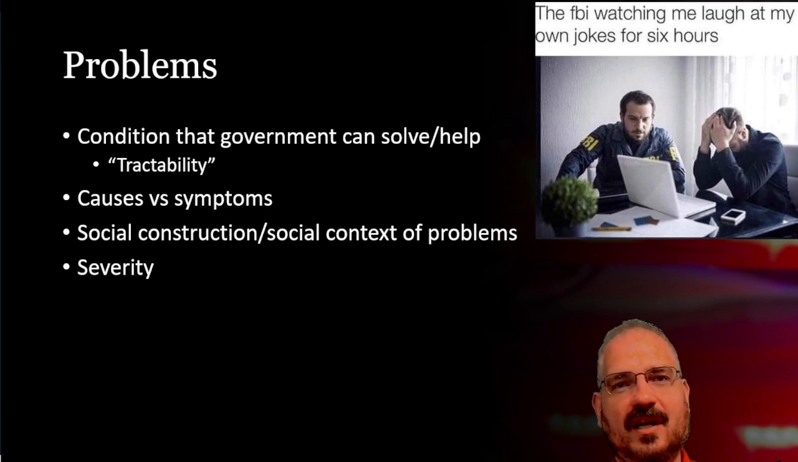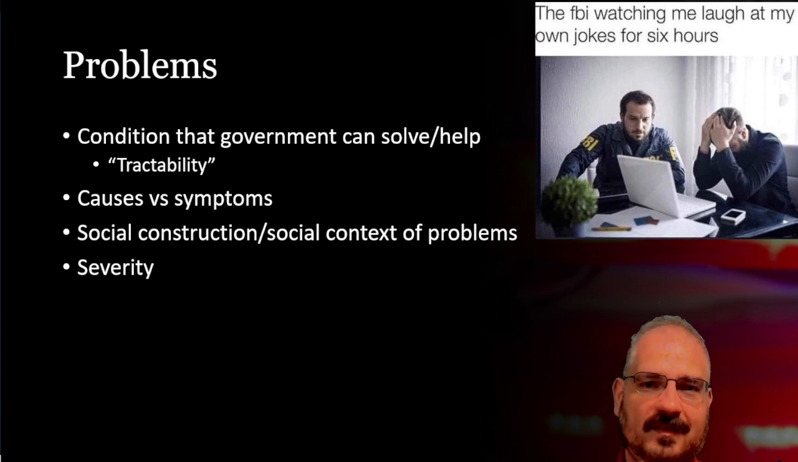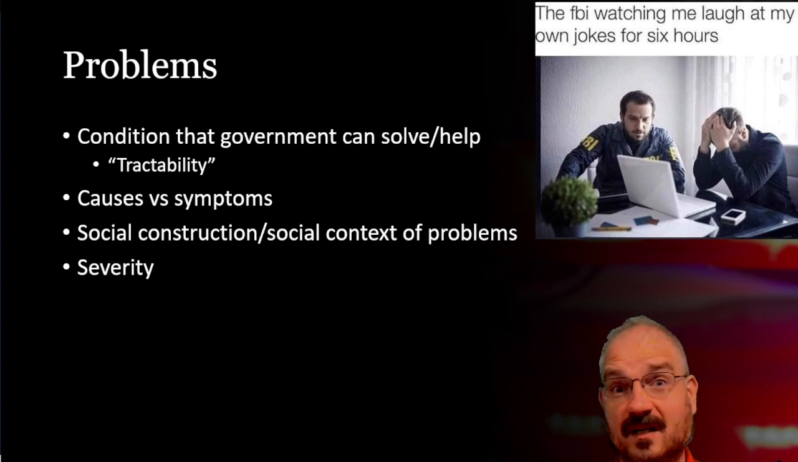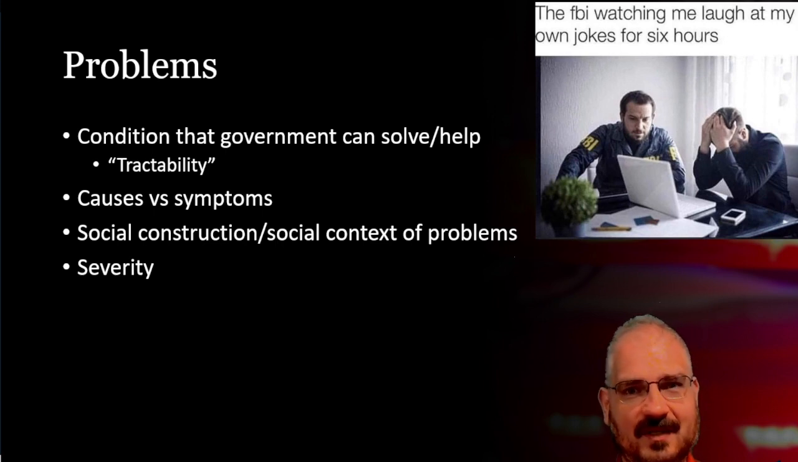Another issue is we have to look at causes and symptoms. So, in a perfect world, policy would always address the cause of a problem, the real underlying issue. But sometimes either that's not possible or it's really not clear what the underlying cause is, right? So in the case of hurricanes, hurricane damage is caused by hurricanes. Government can't really do anything about the hurricanes themselves, so they have to treat just the symptom, right?